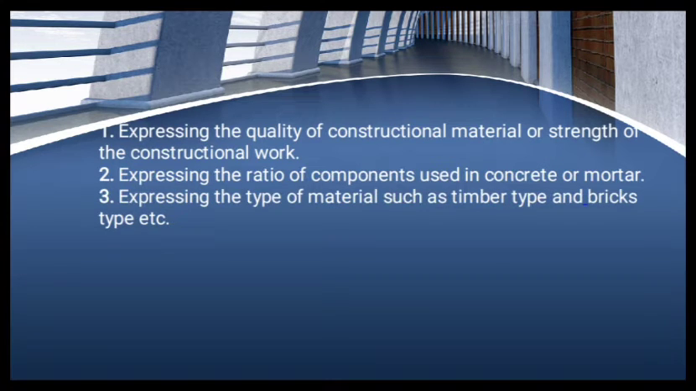Next, expressing the type of materials such as timber type and bricks type. So for example, length and width of doors and windows are visible on drawings, but it is not possible to show the type of wood which is used for doors and windows. There is a wide variation in prices between different types of wood. Besides this, different types of wood differ in appearance as well as in properties. That is why it is necessary to show the type of wood.